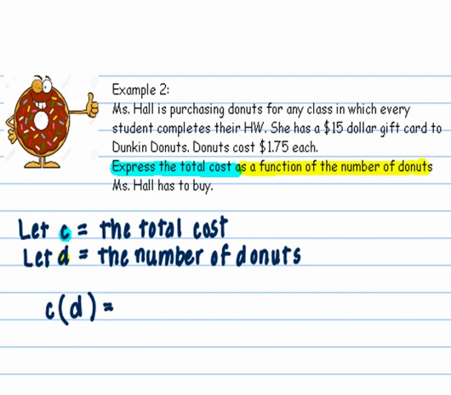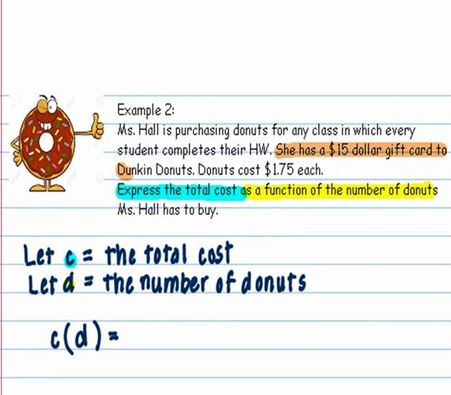C is the name of the function and D is the input. Now let's go back into the problem and read what the expression says. It says she has a $15 gift card, so that's going to reduce the amount of money she's going to have to pay. Each one of the donuts costs $1.75. So we're going to have to take $1.75 and put it in front of our input variable D.